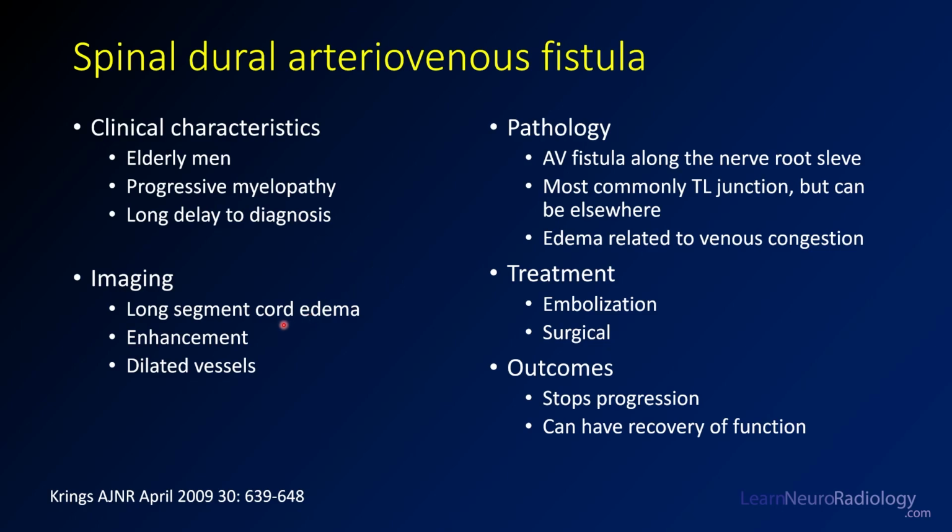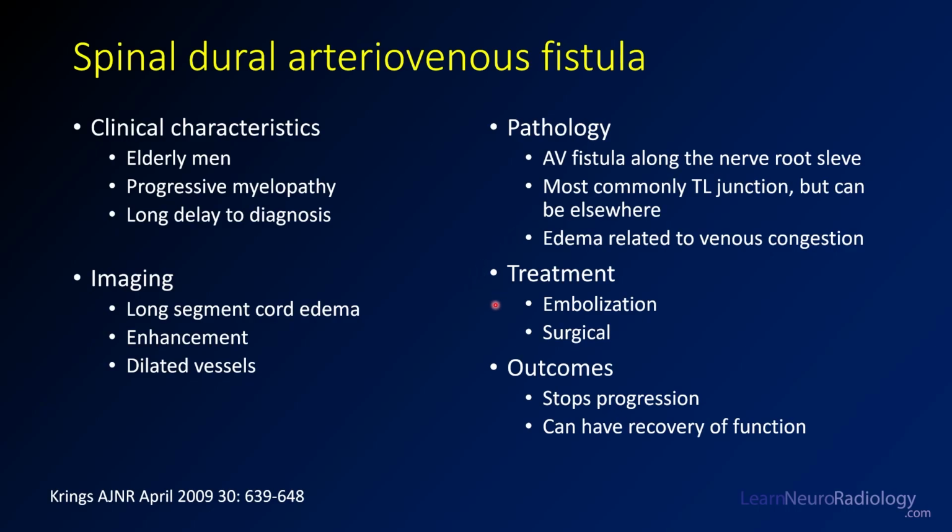You want to think about this anytime you see long segment cord edema and in a patient that has progressive weakness, particularly if you see what looks like curvilinear enhancement around the margins or dilated vessels. Now, that abnormal enhancement of the cord is just a result of the congestive myelopathy. Now, the pathology there, as I said, is an AV fistula along the nerve root sleeve.